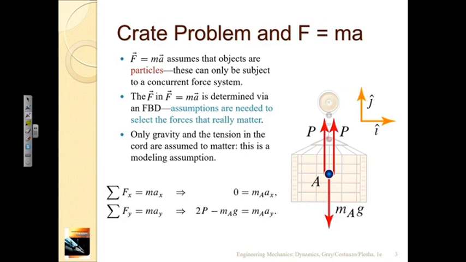Okay, I drew a less than sign. So if we've got 2P less than mg, this side's going to be negative. So this thing is accelerating down. And I'm going to write the word accel, just so that we know. If 2P was equal to mg, static equilibrium.